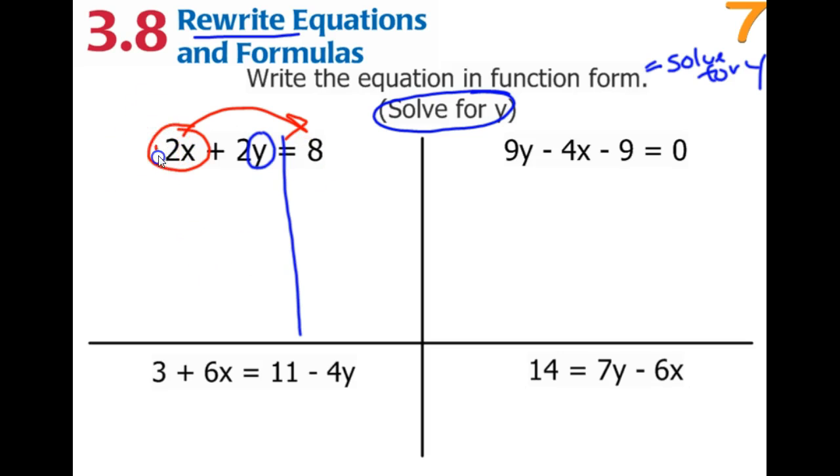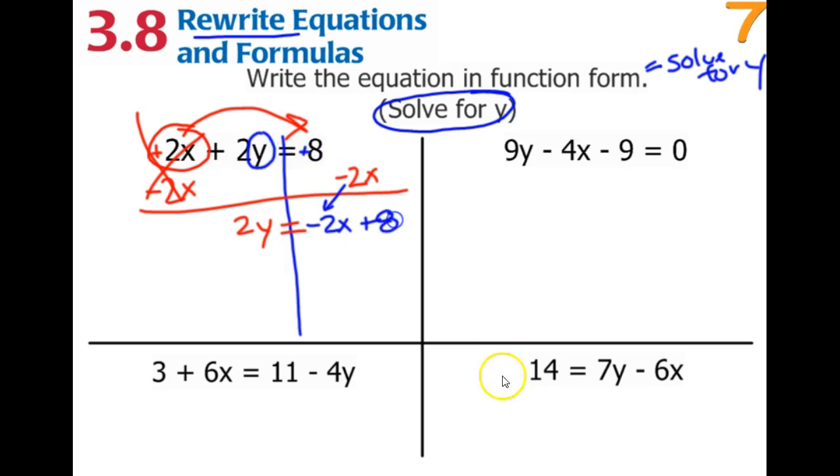Well, this 2x is a positive 2x, so in order to move the whole thing, we need to subtract 2x. So 2 minus 2 is 0. We have 2y left over. Now we can't combine these because this 8 is just a number and this negative 2 has an x with it. So we have to write them separately. But we always want to practice writing our x term first. So we're going to write negative 2x, and then this is a positive 8, so plus 8.